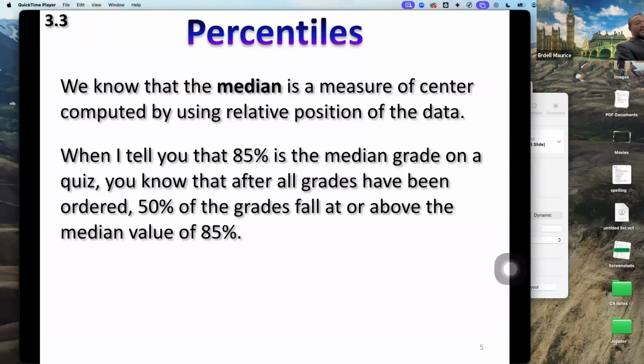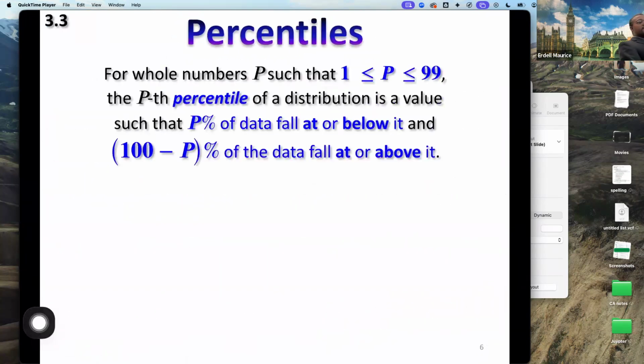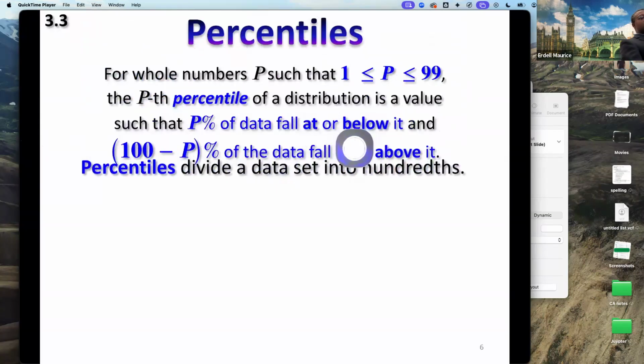I explain all of this right here. So the key point is that the median is an example of a percentile. It is the 50th percentile. I.e., if I'm at the median, half the scores are below me, half the scores are above me. Percentiles range from 1 to 99. The percentile tells you the percent of data that is at or below it. So again, on this next upcoming test, if you're in the 25th percentile, does that mean you did well on that test?